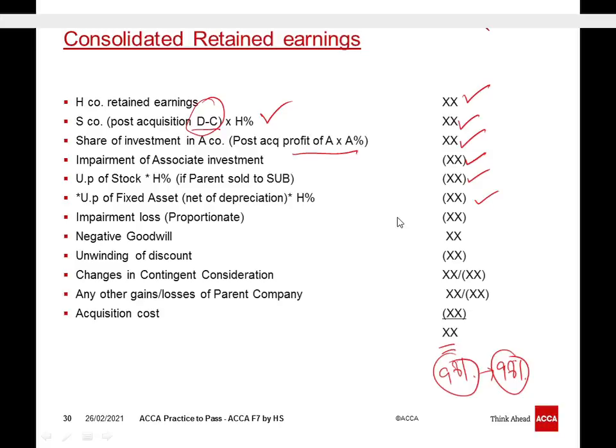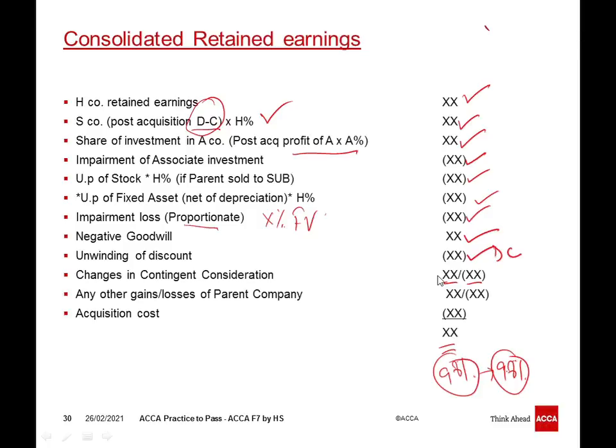There could be an unrealized profit for the fixed assets, and impairment losses. The percentage will be applied on the impairment loss only when there is a full fair value approach. In the proportionate approach, the full amount of the impairment loss should be deducted. Negative goodwill will be recognized as an income. Unwinding of deferred consideration should be deducted from here. Changes in the contingent consideration can be added or deducted.